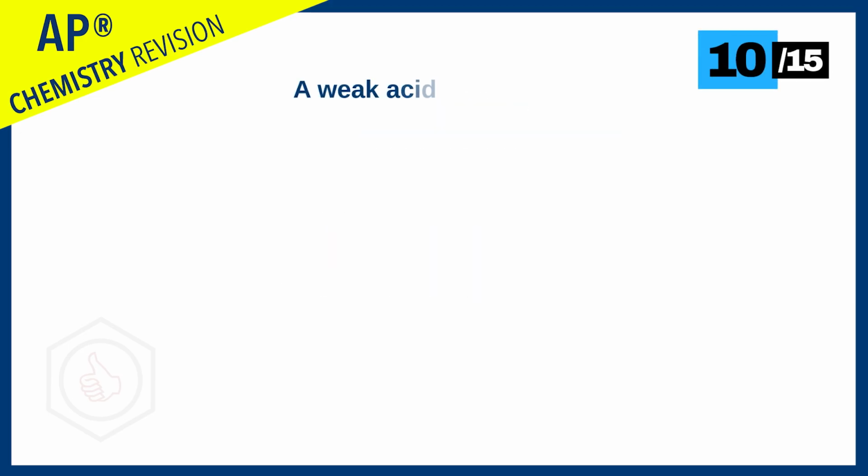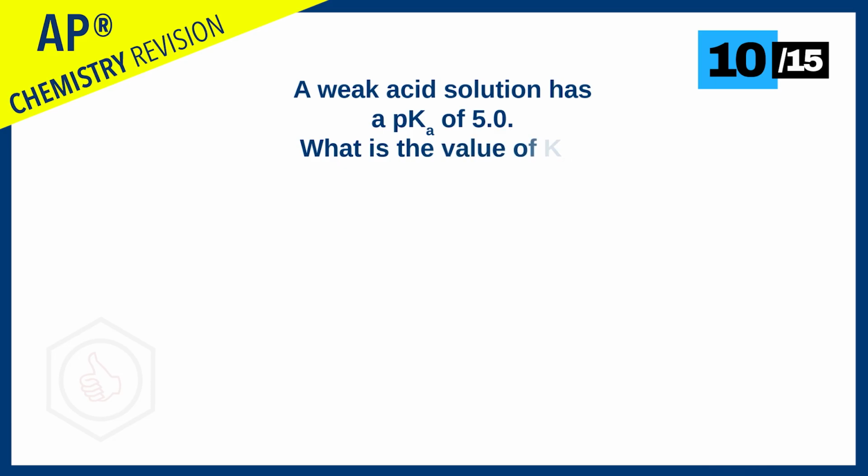A weak acid solution has a pKa of 5.0. What is the value of Ka? 5.0, 1.0 times 10 to the power 5, 1.0 times 10 to the power negative 9, or 1.0 times 10 to the power negative 5.